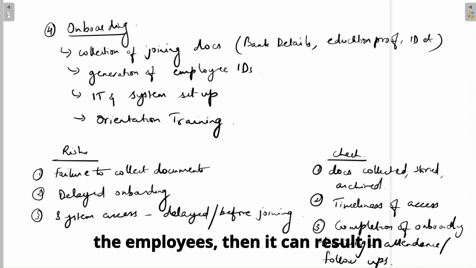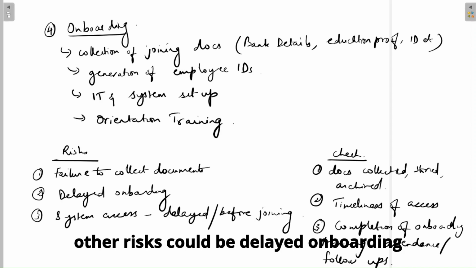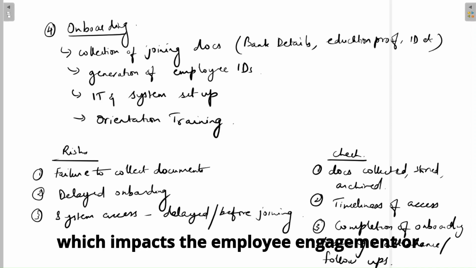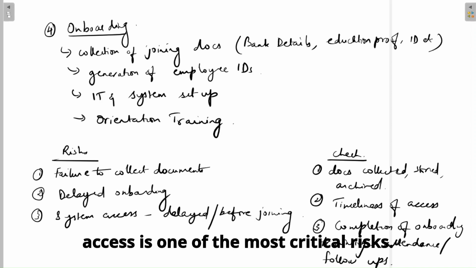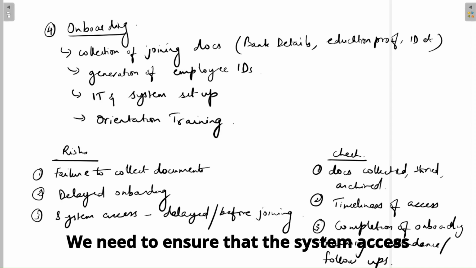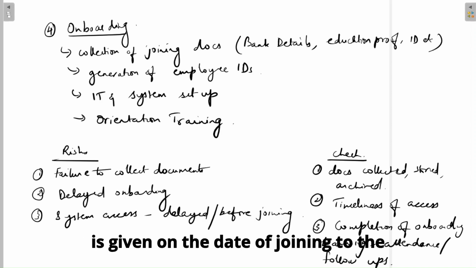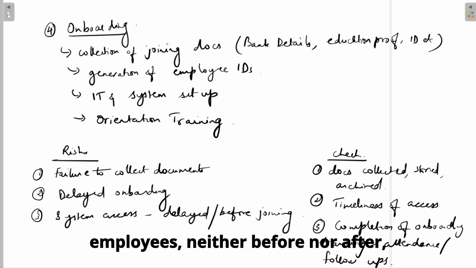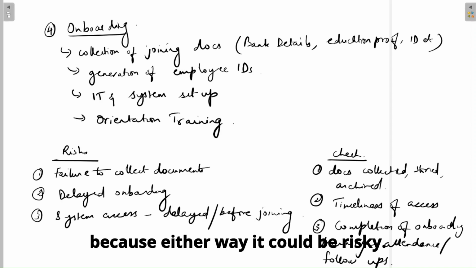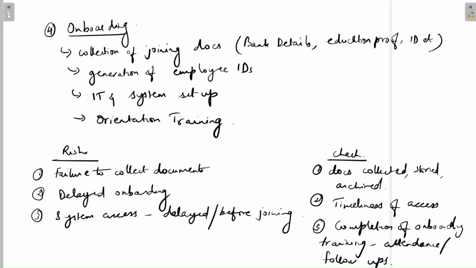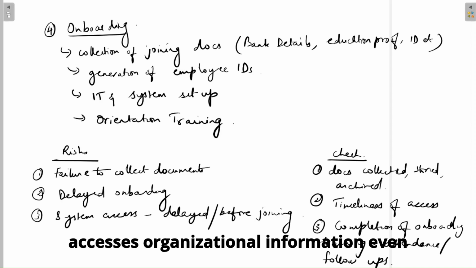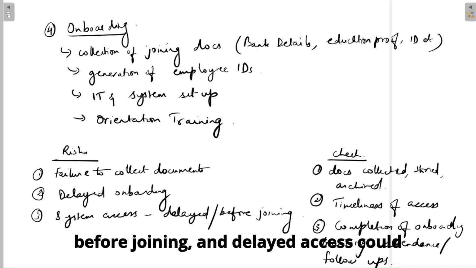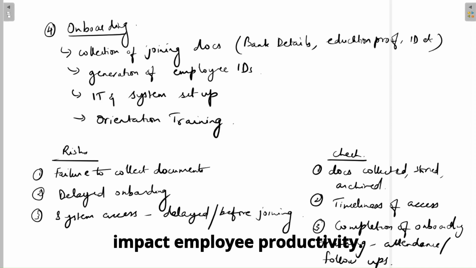Now, some of the key risks here are if the HR fails to collect the documents from the employees, then it can result in inadequate record keeping. And other risks could be delayed onboarding, which impacts the employee engagement or employee morale. And lastly, system access is one of the most critical risks. We need to ensure that the system access is given on the date of joining to the employees, neither before nor after, because either way it could be risky. Early access could mean that the employee accesses organizational information even before joining, and delayed access could impact employee productivity.